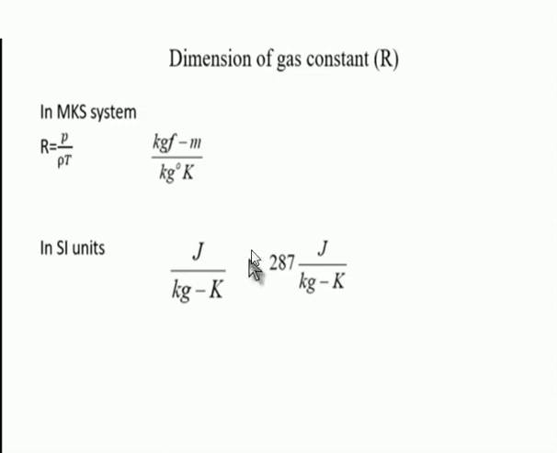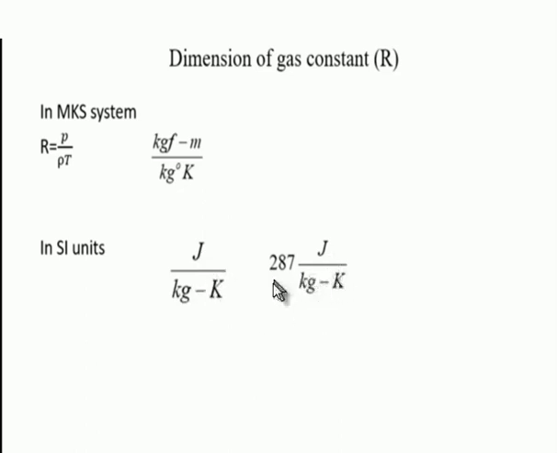Next, dimensions of the gas constant R. In the MKS system, R is equal to P by rho T, in kg meter per kg degree Kelvin. This is the MKS system. In the SI system, it is joule per kg Kelvin, like 287 joule per kg Kelvin.